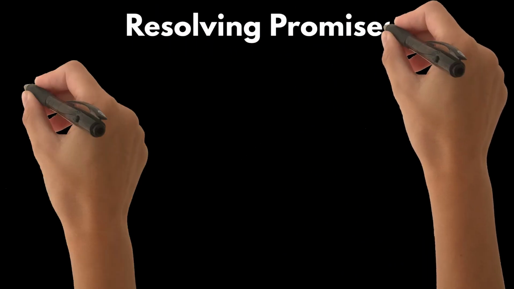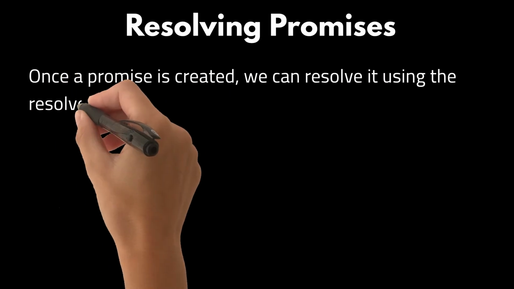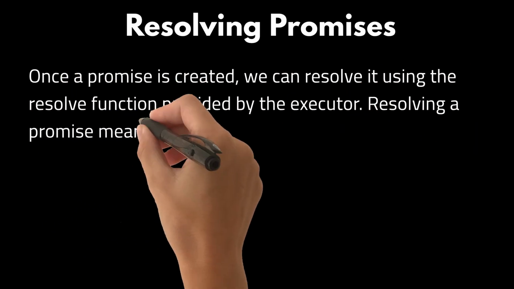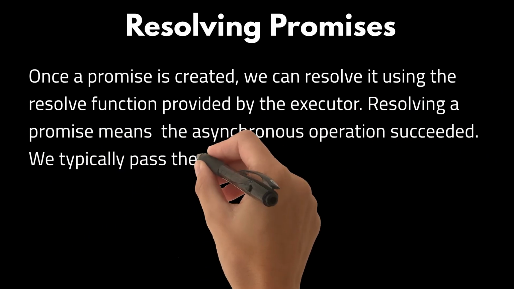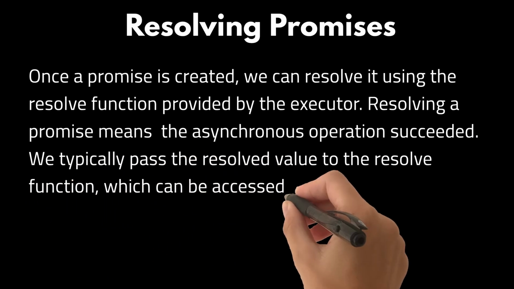Resolving promises. Once a promise is created, we can resolve it using the resolve function provided by the executor. Resolving a promise means the asynchronous operation succeeded. We typically pass the resolved value to the resolve function, which can be accessed using the then method.